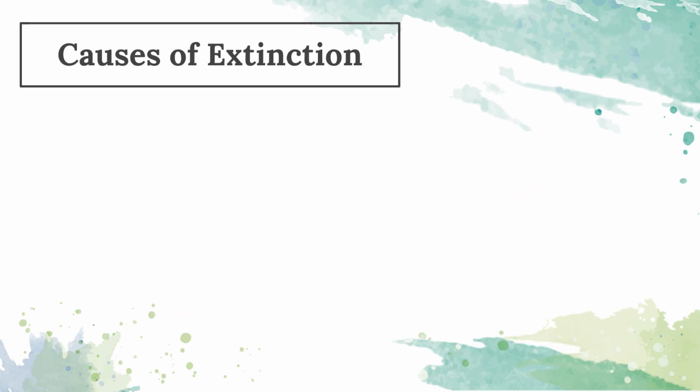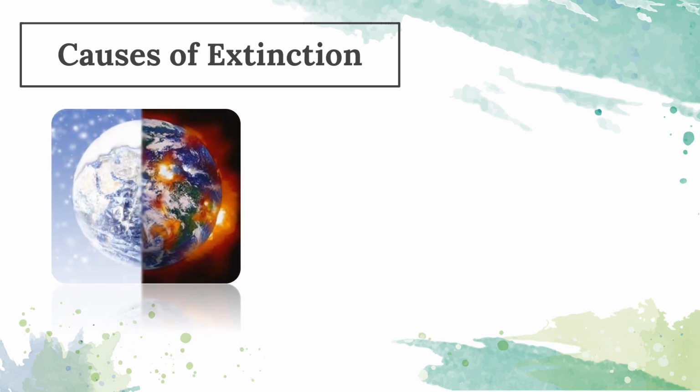Now let's talk about the different causes of extinction. The first one is what we call climatic heating and cooling. The biodiversity on Earth cannot keep up with the rapid changes in temperature and climate. The species are not used to severe weather conditions and long seasons.